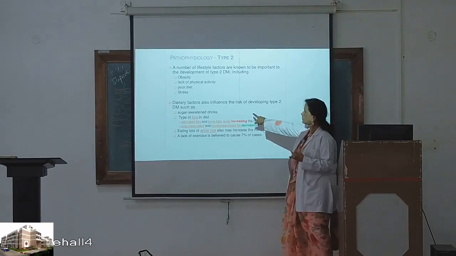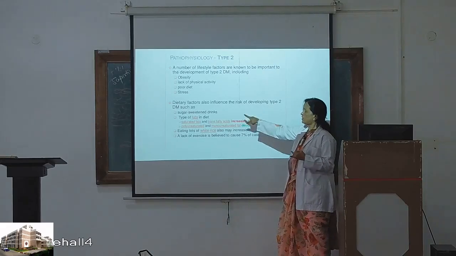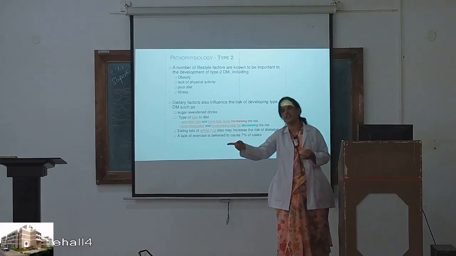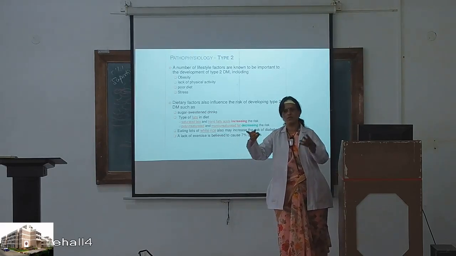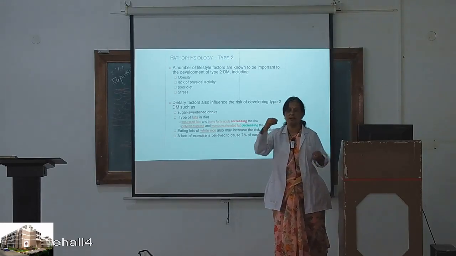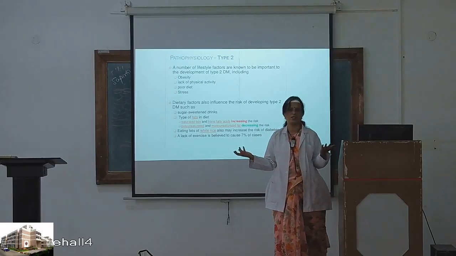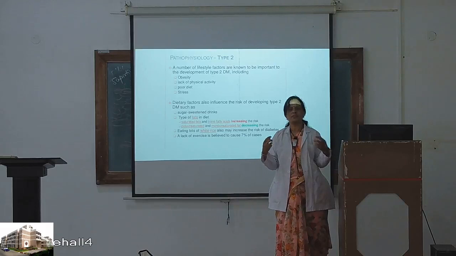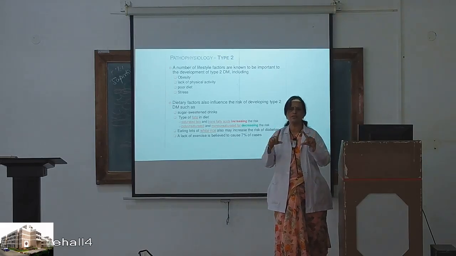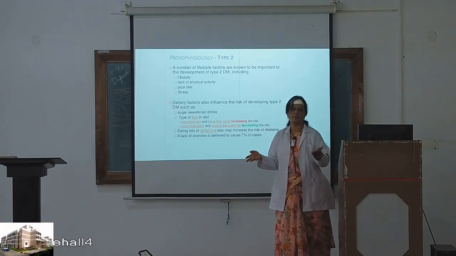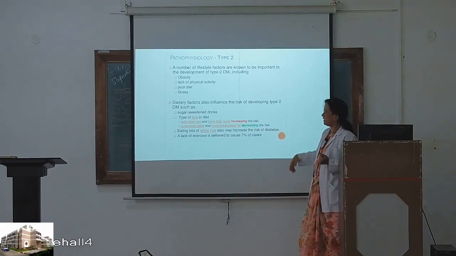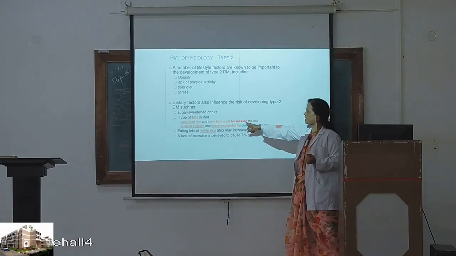Then dietary factors also influence this. Sugar sweetened. Okay. So eat fruits instead of drinking fruit juice. Fruit juice, you remove the pulp, you filter and add additional sugar. Why? That has to be there. So if you want to drink juice, okay, fruits, no sugar, make a juice, don't filter, drink. Better to eat fruits.